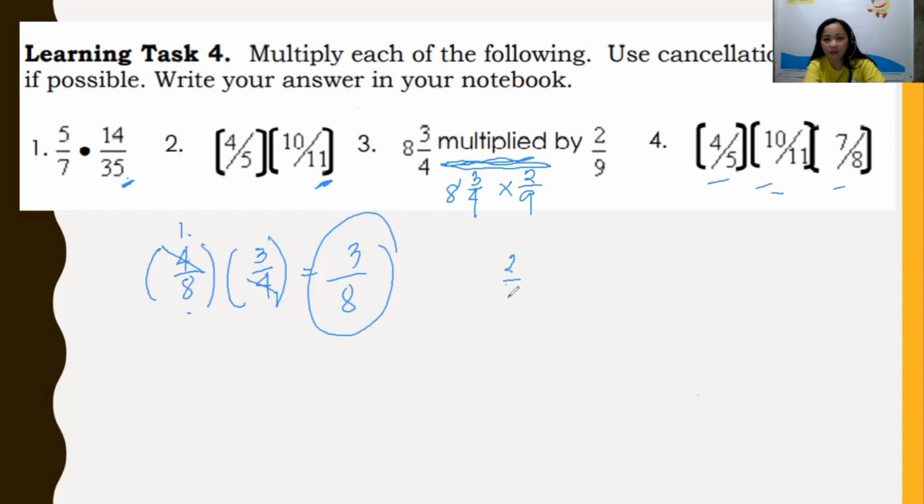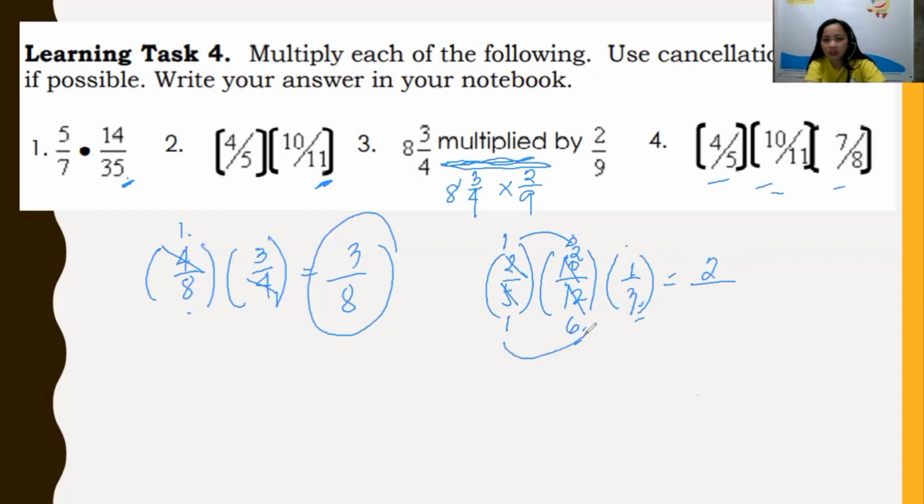Kung tatlo naman, we have 2/5 times 10/12 times 1/3. So, pwede natin i-cancel si 10 at 5, magiging 1. 10 divided by 5 is 2. Pwede i-cancel si 12 at 2. Magiging 2 divided by 2 is 1. 12 divided by 2 is 6. Pwede ba i-cancel si 6 at si 3? Can we cancel out 6 and 3? No, because they are both denominators. Hindi pwede, para silang nasa baba. Dapat isang nasa baba, denominator, at isang numerator. Now, let's proceed. 1 times 2 is 2 times 1 is 2. 1 times 6 is 6 times 3 is 18.